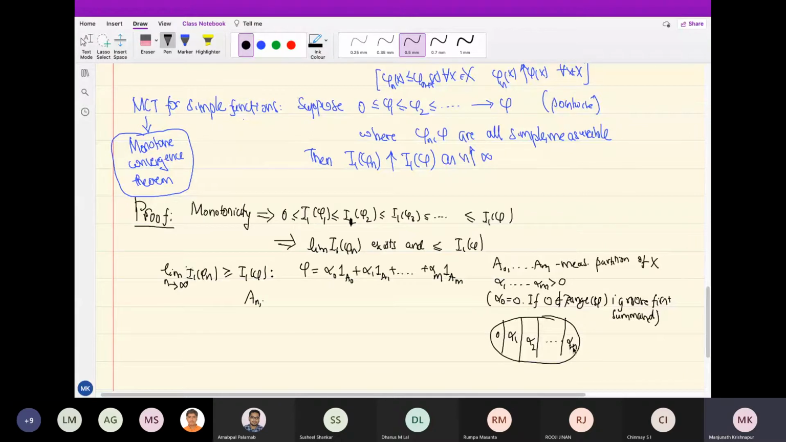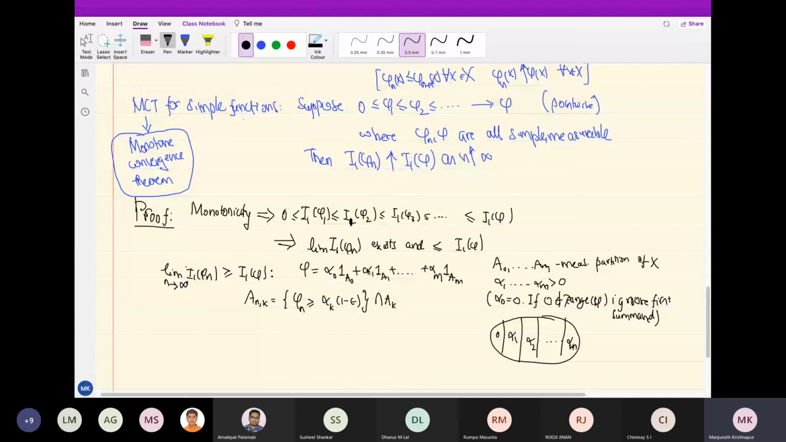So n is going to be the index of the sequence. That's all. Let's take A_nk to be the set where phi_n is bigger than or equal to alpha_k times (1 minus epsilon), intersected with A_k. Okay, so A_nk is where phi_n is nearly taking the value alpha_k.